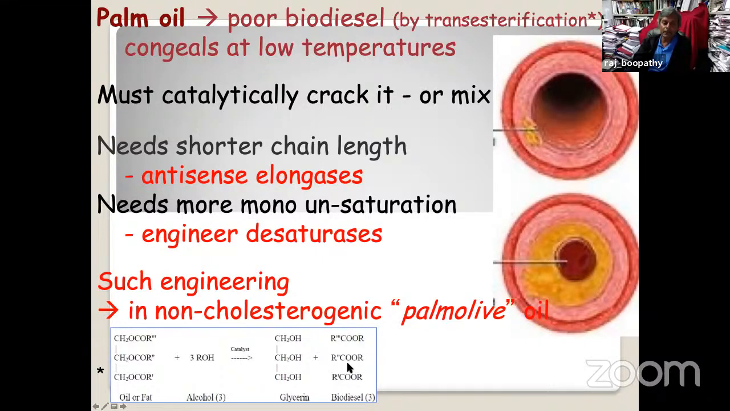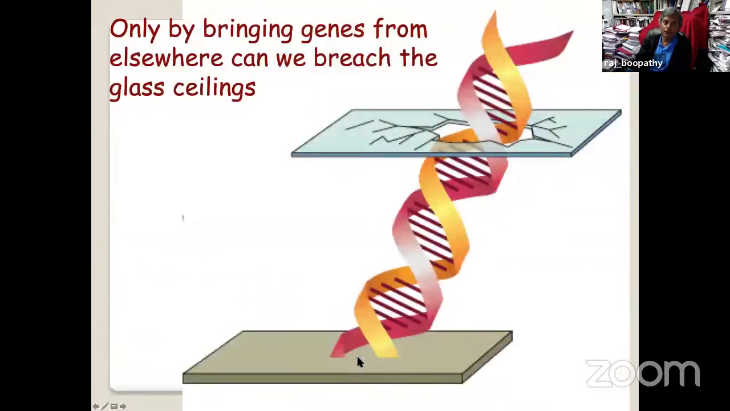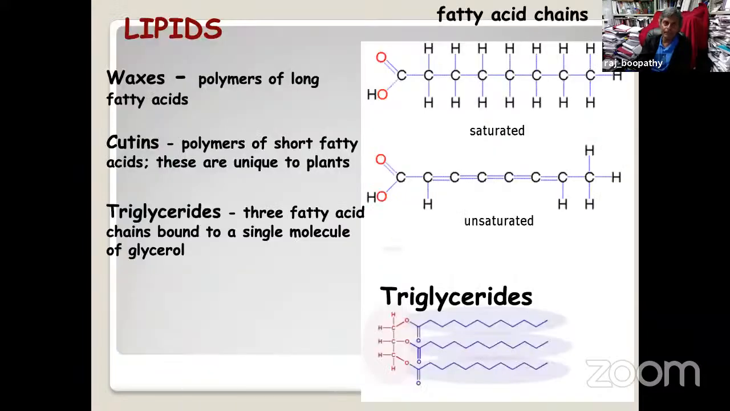So once you make the oil, you can go through processing and you make your biodiesel. So only by bringing genes from elsewhere can you do that. So you put those genes in the plants, so you can make your biodiesel from plants work better. So you can reduce the poor quality you produce currently.